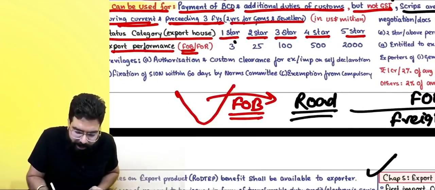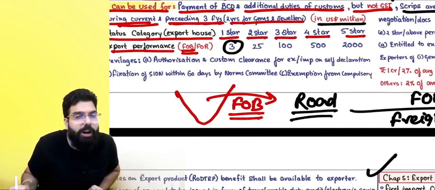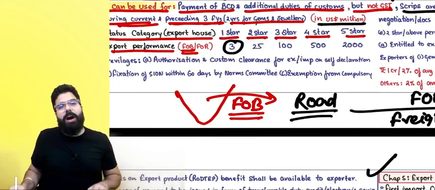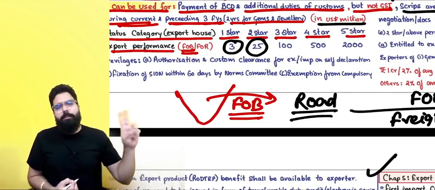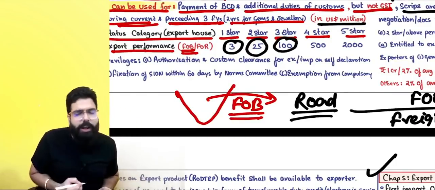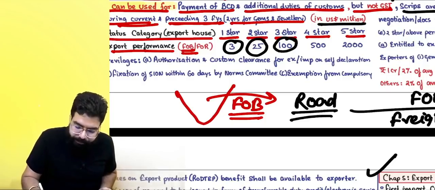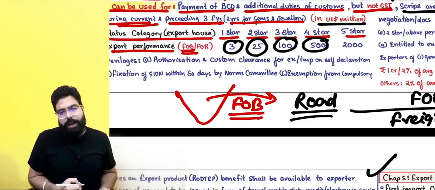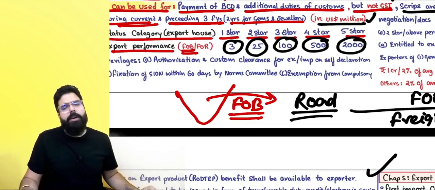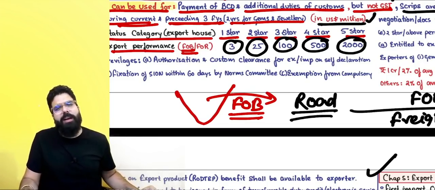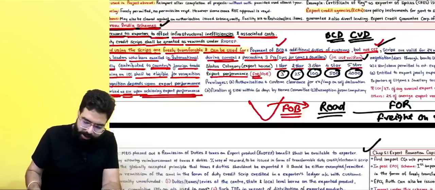And 1 star means 3 million US dollar exports. If you are doing that, you are 1 star. Sir, if I am doing 25 million, I am 2 star. If I am doing 100 million, I am 3 star. If you are going ahead and doing 500 million, then you are 4 star. If you are doing 2000 million US dollars, then you are 5 star. Okay, sir, point is clear.